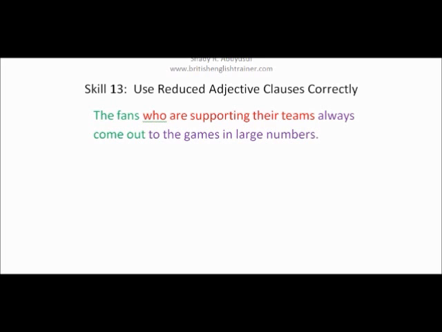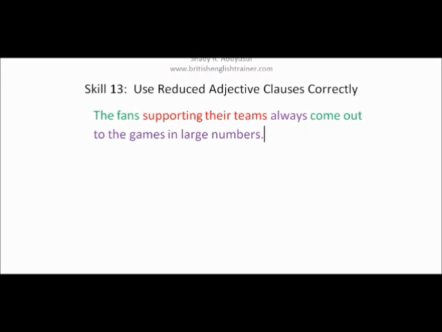Now, can we fix this sentence in a better way or in another way? Yes, we can. We can drop who are, all of it. So the sentence becomes: the fans supporting the teams always come out to the games in large numbers. Because we said before that when we want to reduce, we need to drop the connector and we drop verb to be, and we add ing to the verb. We make it like a present participle, so it becomes: the fans supporting the teams always come out to the games in large numbers.